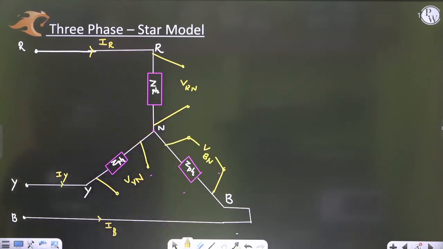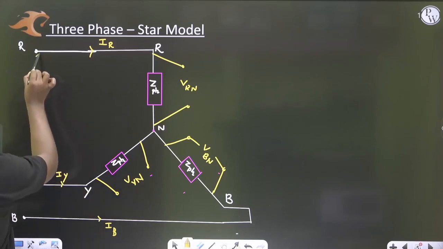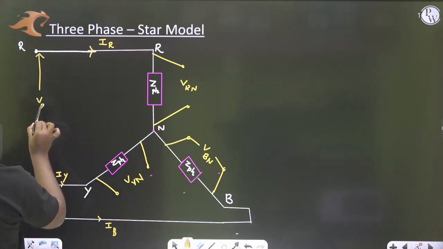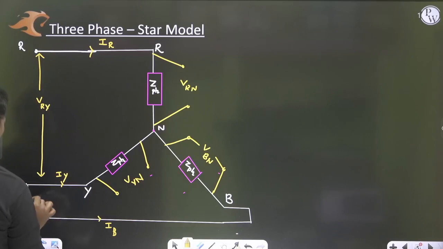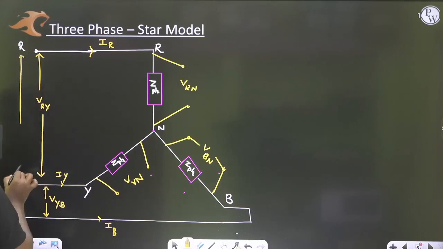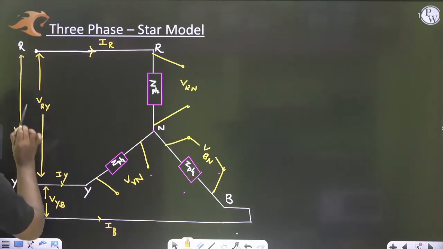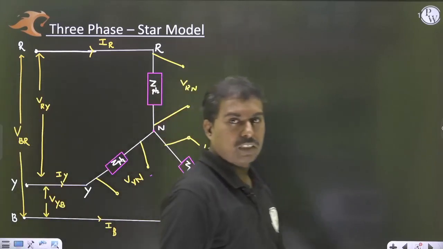VRN, VYN and VBN. And the voltages between the lines, that is the VRY, VYB, VBR. Okay, so that is the situation.